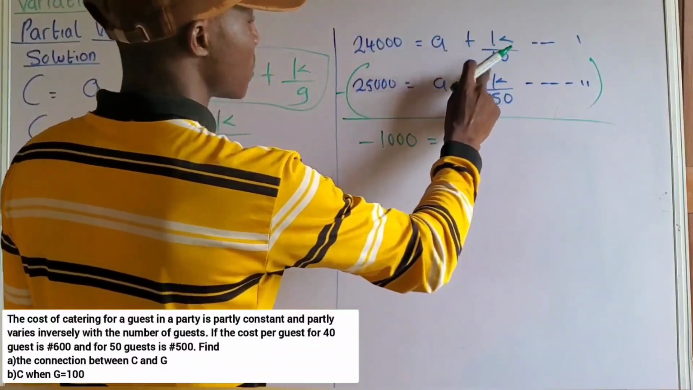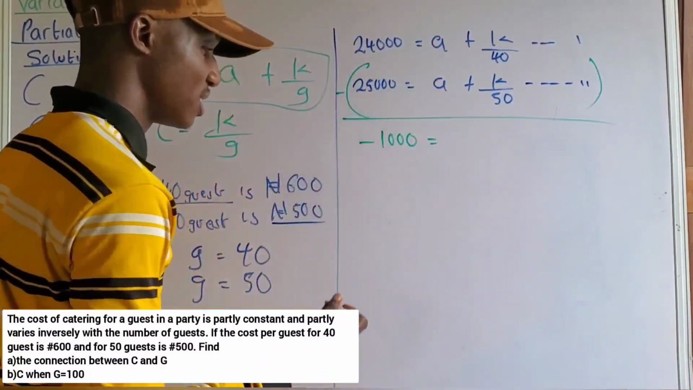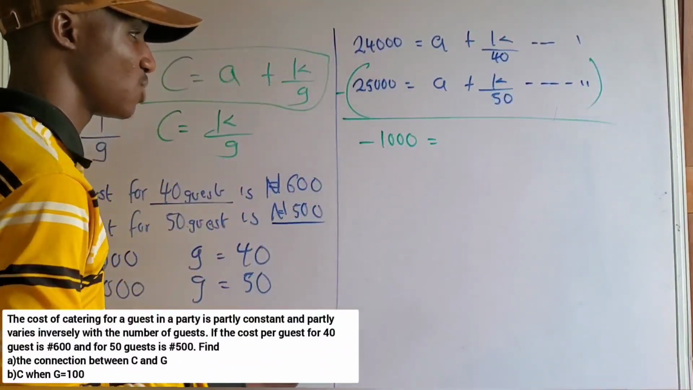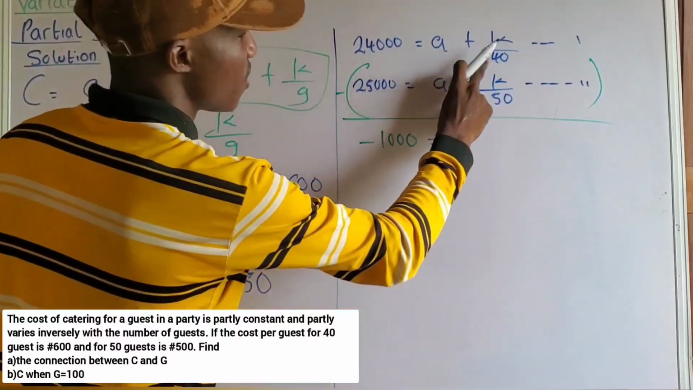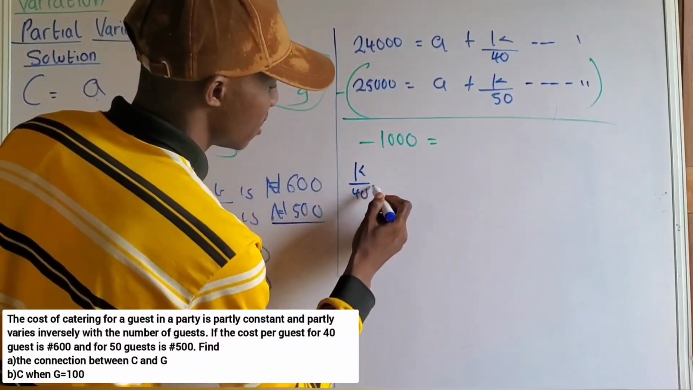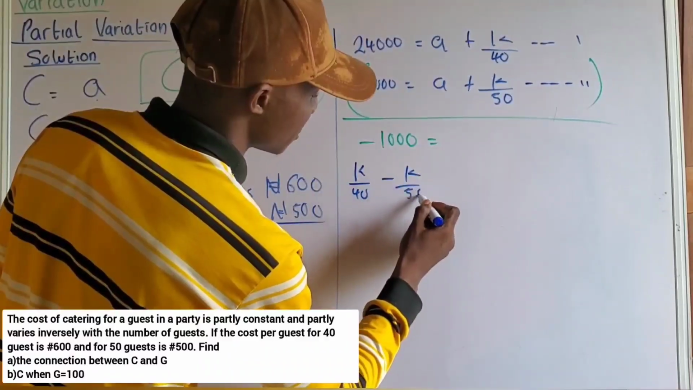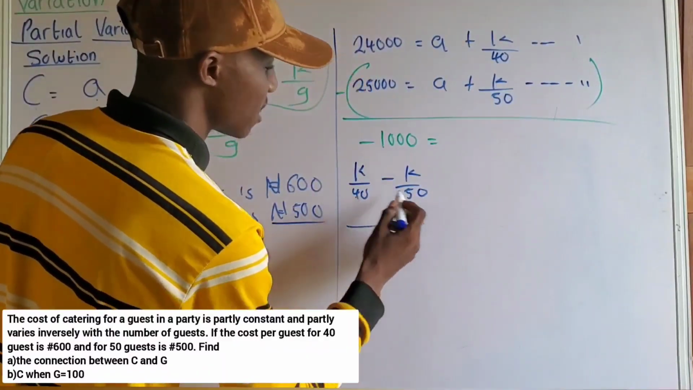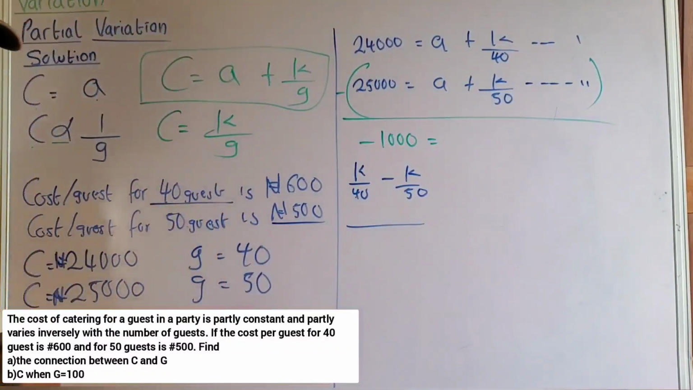Now, k over 40 minus k over 50. Let's do it. K over 40 minus k over 50, right? The LCM is what? 40 times 50. That is what? 2,000, right? Yes. So the LCM is 2,000.